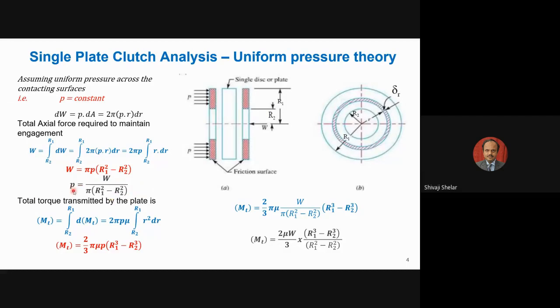So we get the pressure requirement P equal to W upon pi into (R1 square minus R2 square). Now the value of pressure depends upon the type of engagement. There are two possibilities: you can use a dry surface, or a surface having lubricating oil. The P value for a dry surface is slightly higher, and the P value for a wet surface or with lubricating oil is smaller.